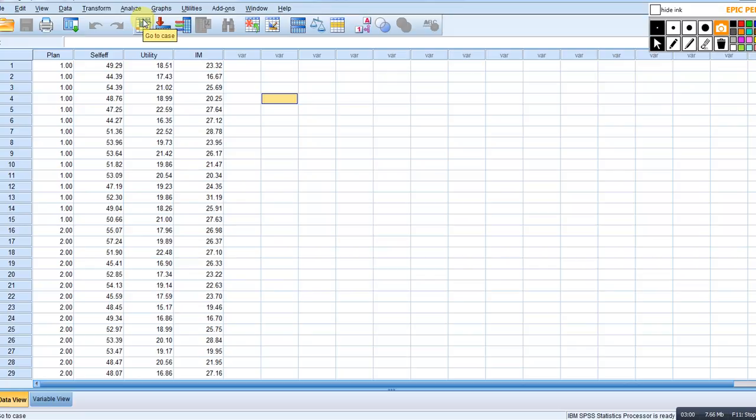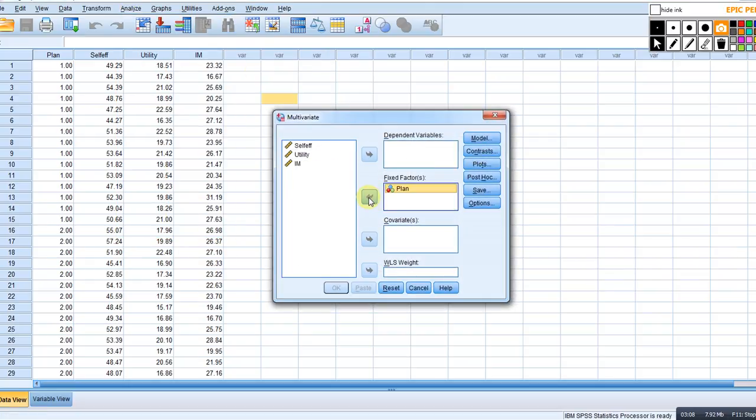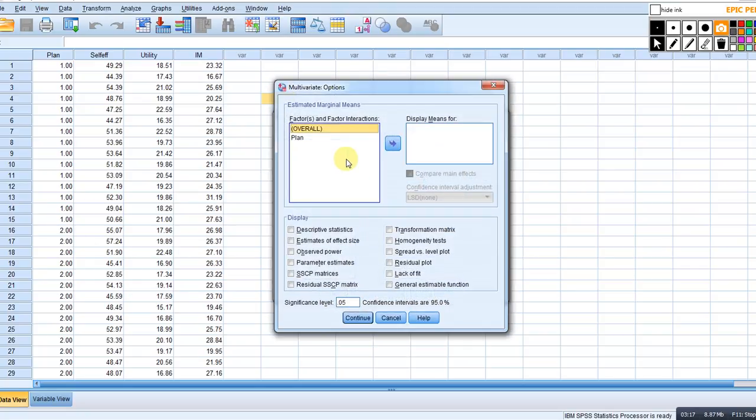So I go to Analyze, General Linear Model, and then down to Multivariate. I'm going to put my independent variable into the Fixed Factors box and my 3 dependent variables into the Dependent Variables box. Under Options, I will select these options right here so that I get my grand mean as well as the group means, descriptives, effect size, power, and homogeneity tests, including the homogeneity of variance-covariance matrices, Box's M assumption. Click on Continue.